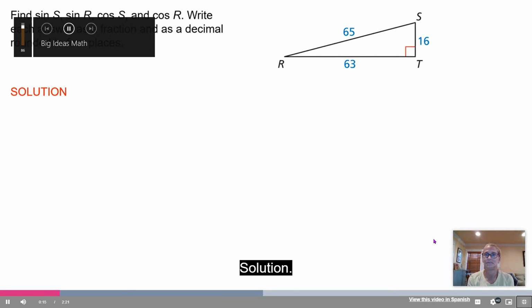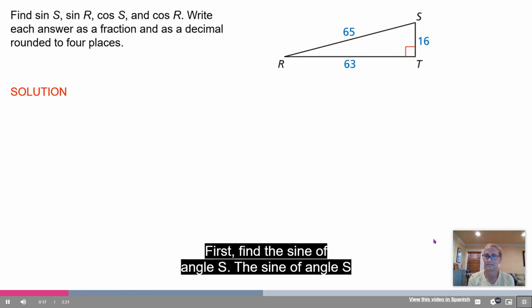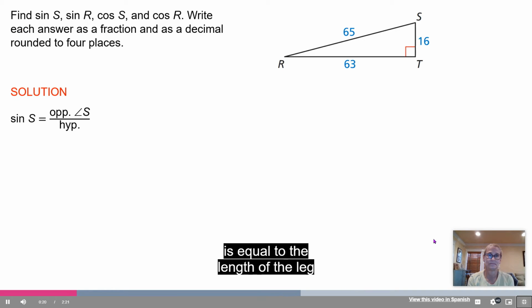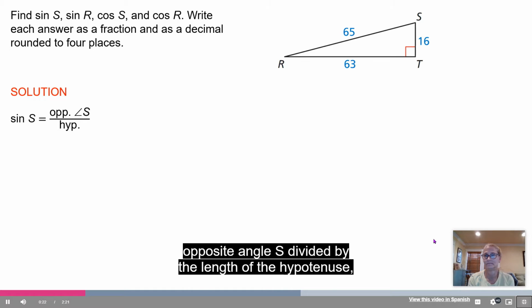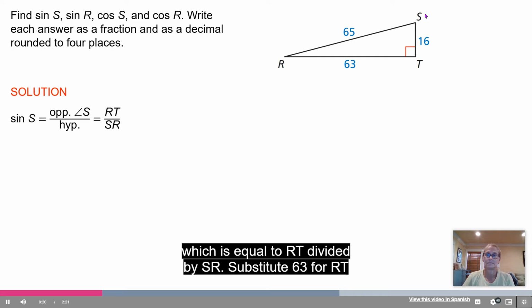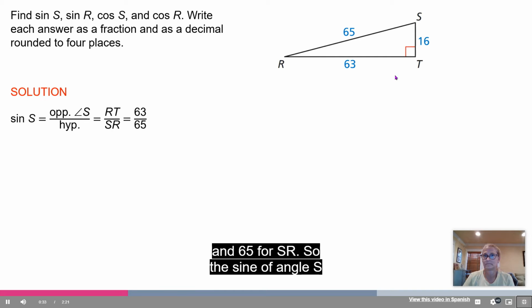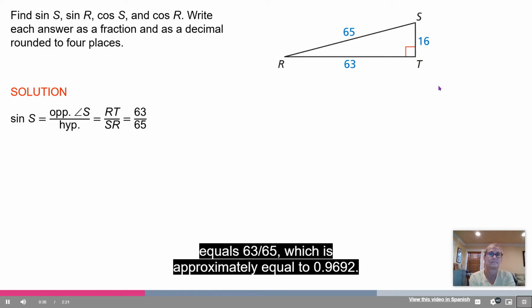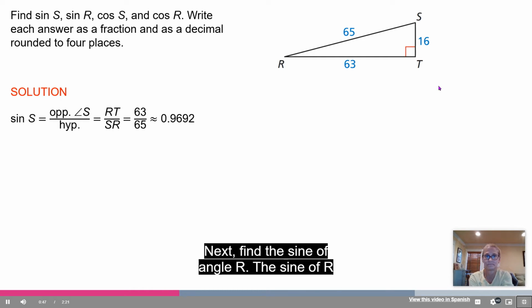Solution. First, find the sine of angle S. The sine of angle S is equal to the length of the leg opposite angle S divided by the length of the hypotenuse, which is equal to RT divided by SR. Substitute 63 for RT and 65 for SR. So, the sine of angle S equals 63/65, which is approximately equal to 9,692/10,000.